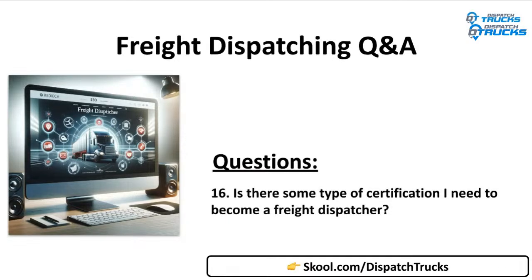Now, question number 16: is there some type of certification I need to become a freight dispatcher? The certification, I think we're not talking about legal certificates here. Should I attend college or university? Do I have to study logistics or trucking or transportation? No, you don't. You don't need to do that.